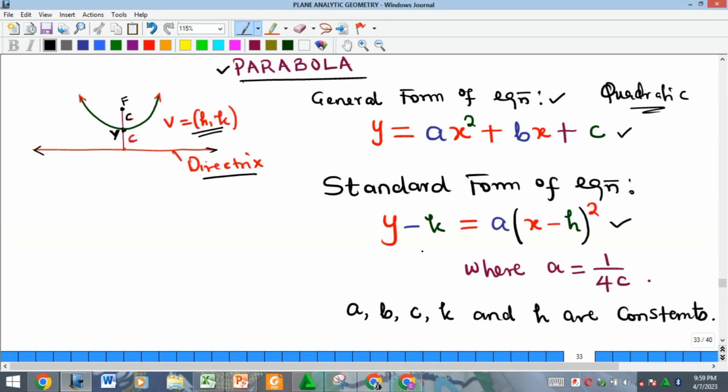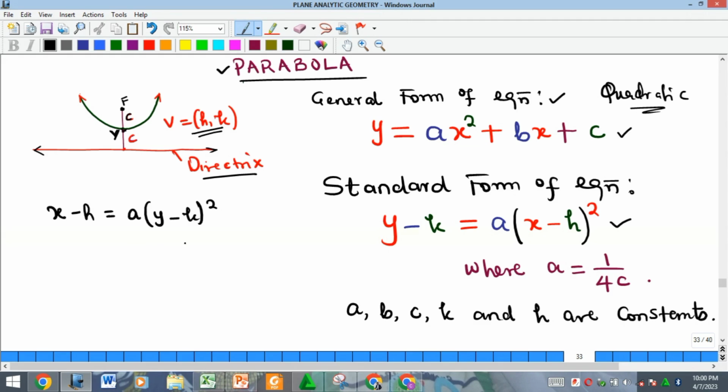The standard form is actually of two types. It can either be y − k = a(x − h)². The squared can either be on x or on y, so it can also be this way: x − h = a(y − k)². And this is actually what determines whether it opens upward or downward, or left and right.